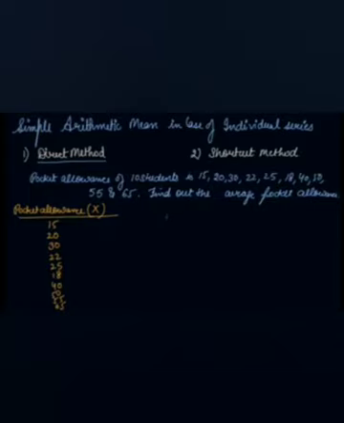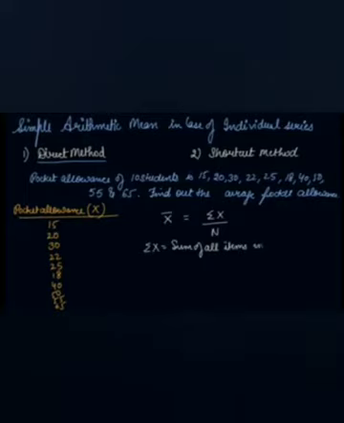Now what is the formula for calculating the arithmetic mean in the direct method? X bar, as I told you, you denote your mean using X bar, is equal to summation of X divided by N, where summation of X is equal to the sum of all items in the series, and N is equal to the number of items.